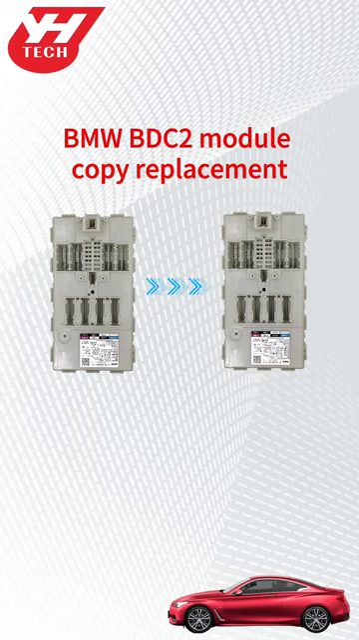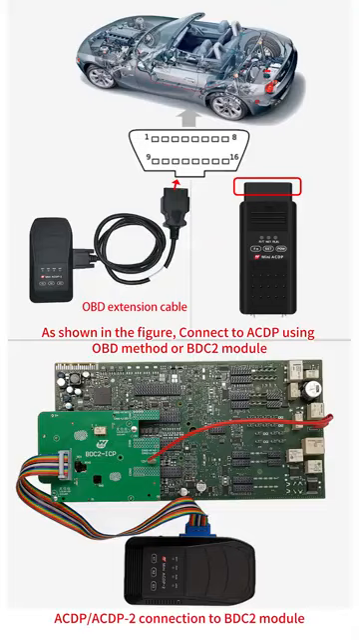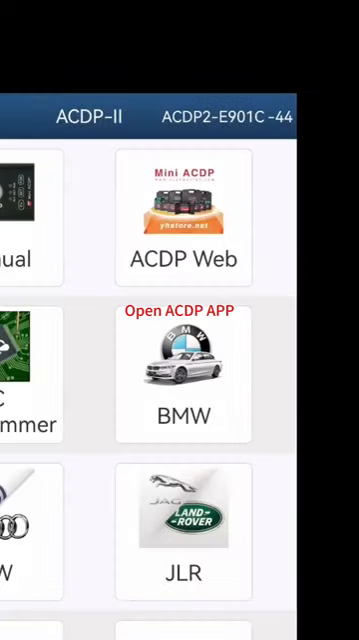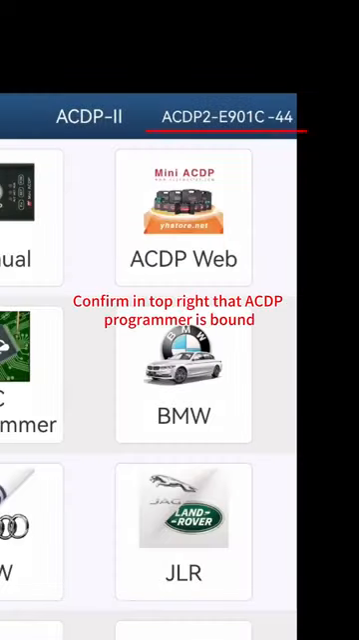How to use ACDP to copy-replace BMW BDC2 module data. As shown in the figure, connect to ACDP using OBD method or BDC2 module. Open ACDP app. Confirm in top right that a CDP programmer is bound.